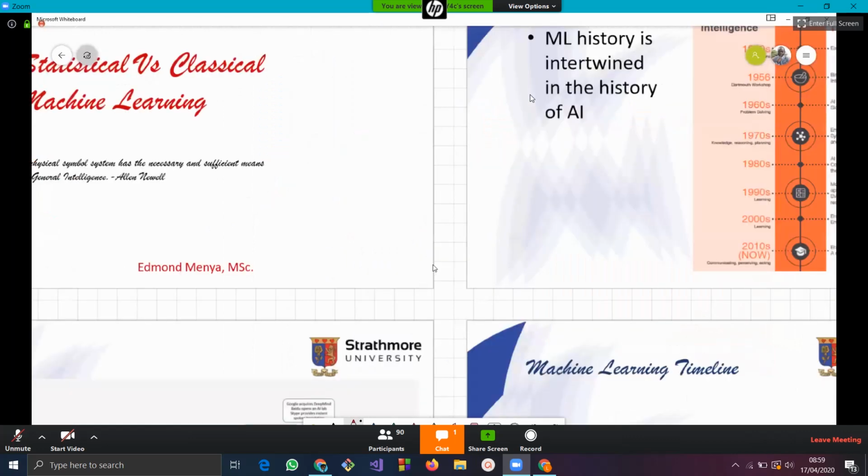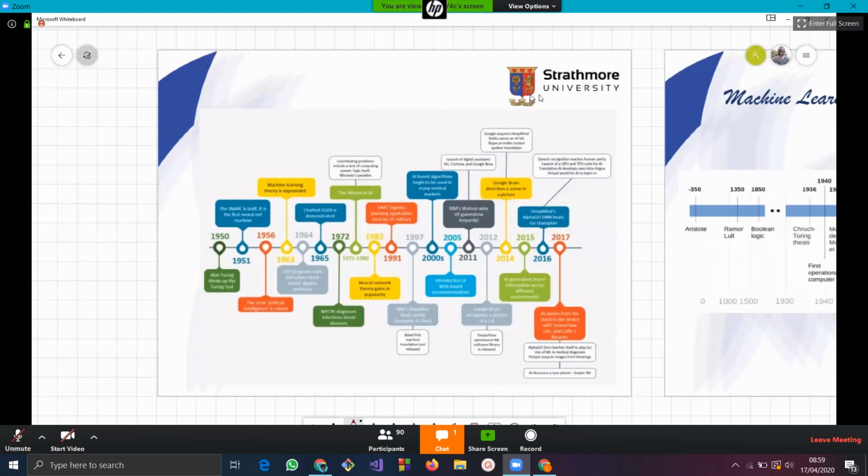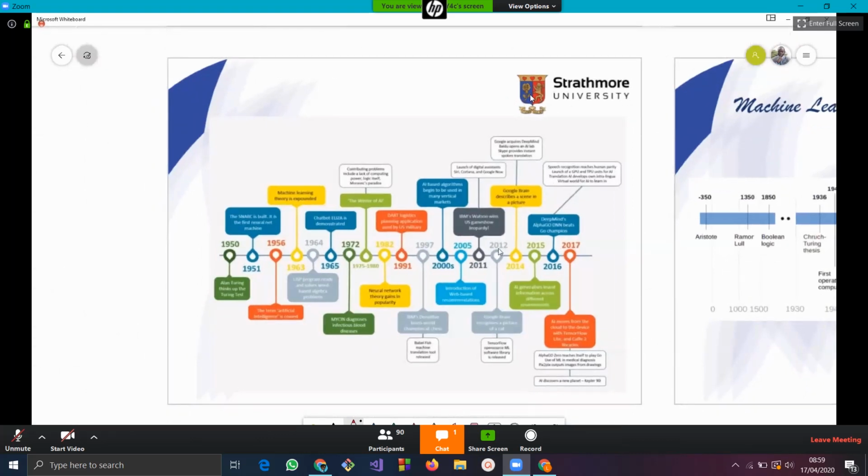So very fast, please open these in your machines. Right here, you can see a timeline, which is very important, but almost similar to what we have looked at. You can look at the major things that took place from the 50s to 2017.